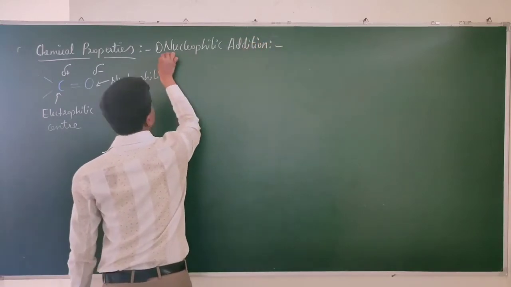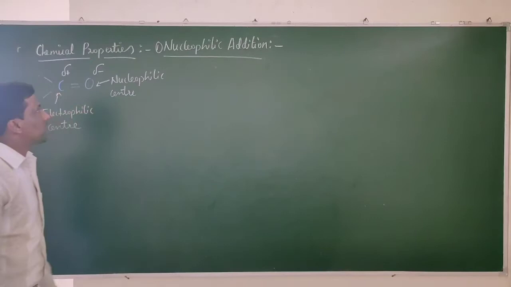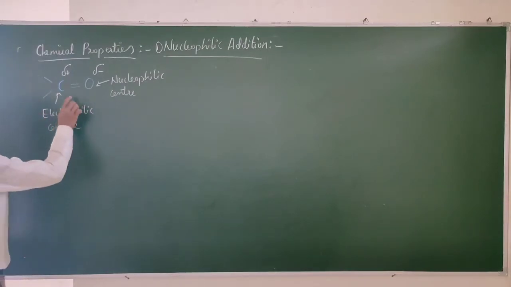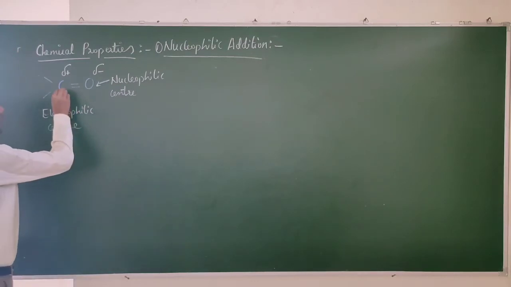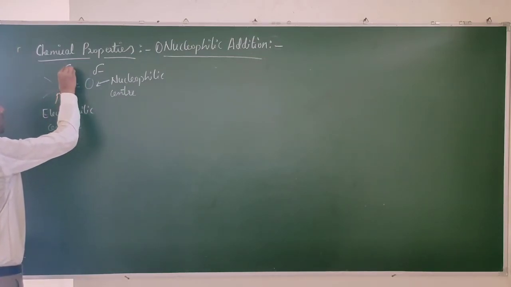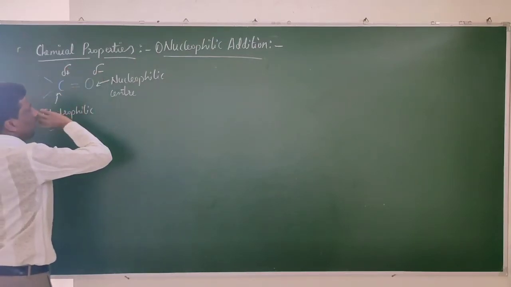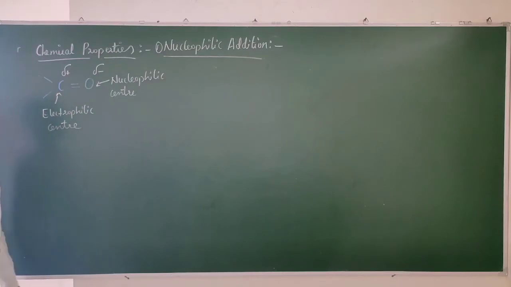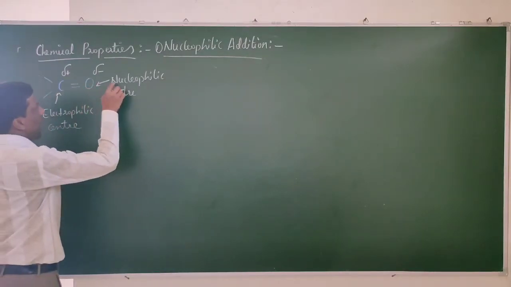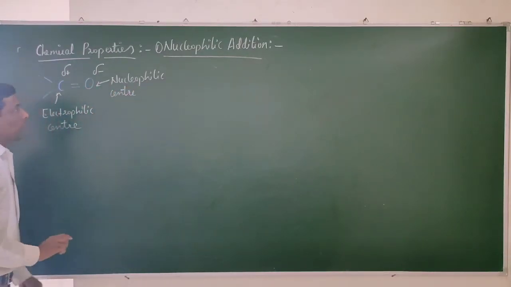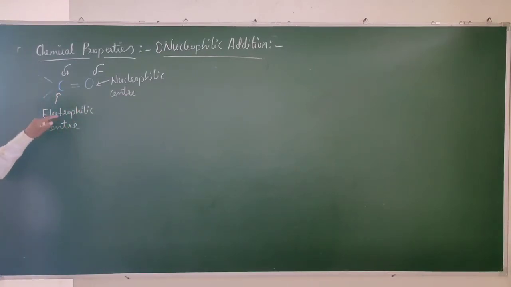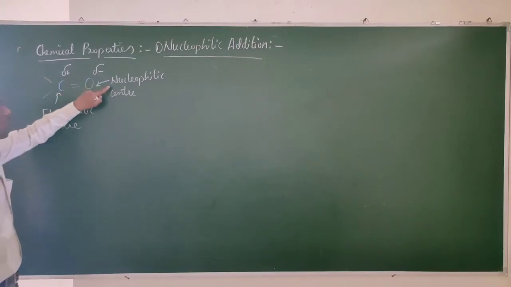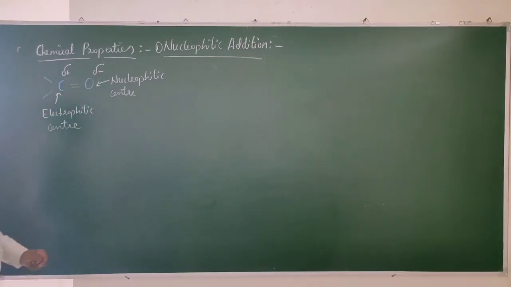Nucleophilic addition. This nucleophilic addition is explained on the basis of the structure of the carbonyl group. Look at the C=O. The carbonyl carbon possesses a partial positive charge and the carbonyl oxygen possesses a partial negative charge. Therefore, this oxygen acts as a nucleophilic center and this carbonyl carbon acts as an electrophilic center. Electrophile means which is carrying positive charge. Nucleophile means which is carrying negative charge.